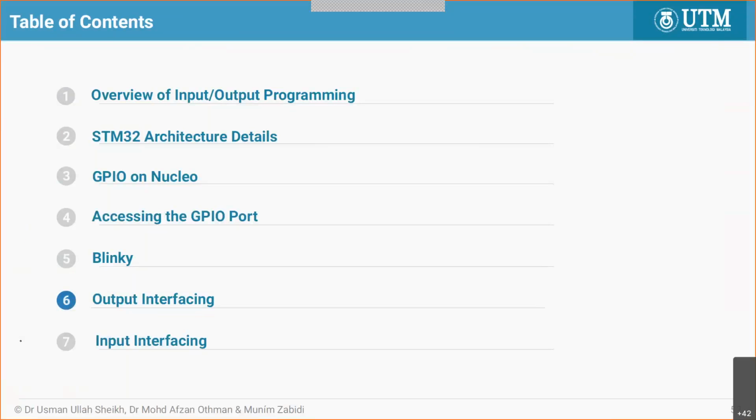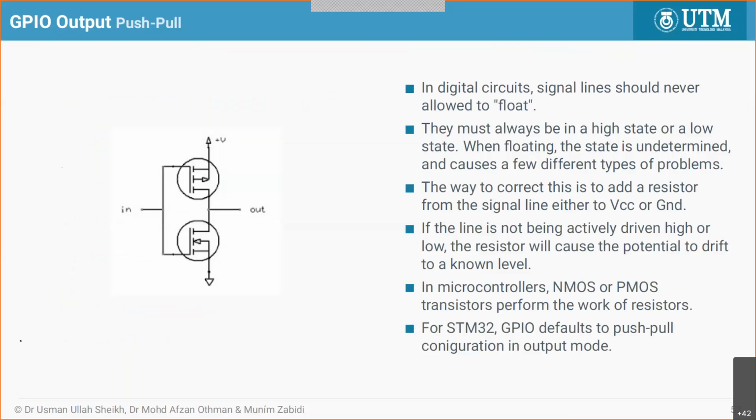Okay, so again, we are still in the output interfacing. Just now we used a simple LED. Now let's say we have something other than an LED. So we do have to look at the port, what the port can do. In digital circuits, signal lines should never be allowed to float. They must be high or low.